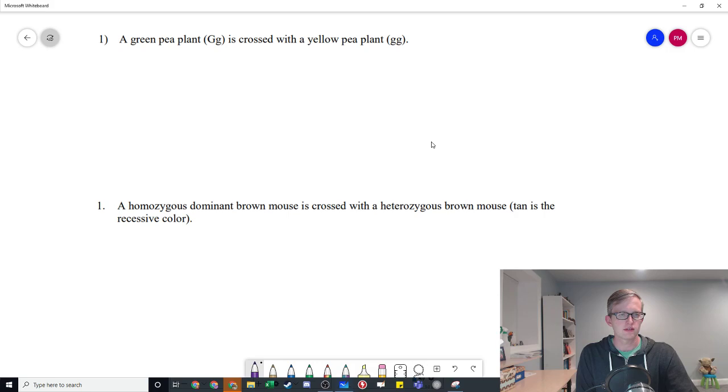So in the first problem on the worksheet, you'll see that it's looking at a green plant which has a genotype of big G, little g. What that represents is that the plant received two alleles, or two copies of the greenness allele from its parents, one dominant allele, the capital G, and one recessive allele, the lowercase g.